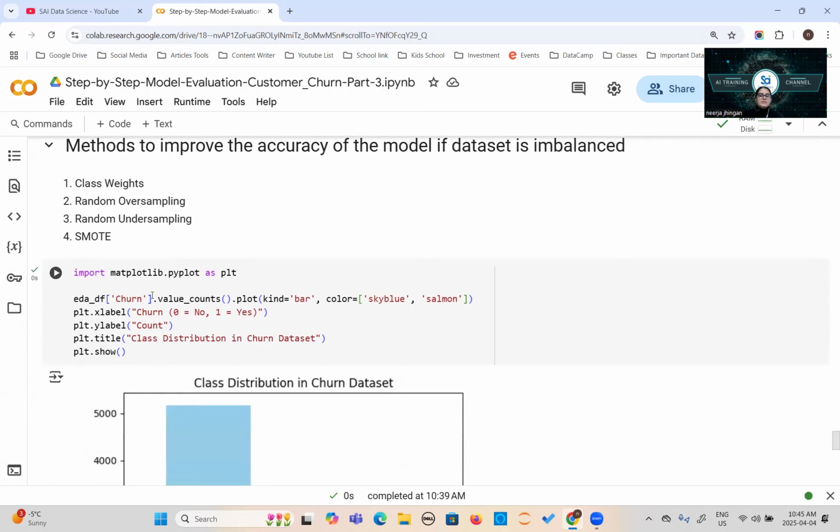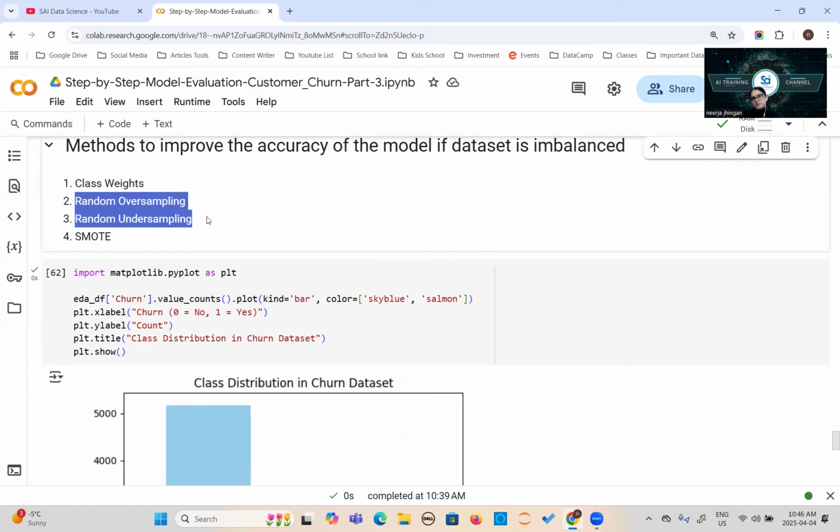Okay. And then methods to improve, we will use how you can balance the imbalanced data. You have these strategies. Either you add more weight to your data points, you use random oversampling, you use random undersampling, or SMOTE. I'm using the first and fourth methods today. If you want to learn this too, just let me know.